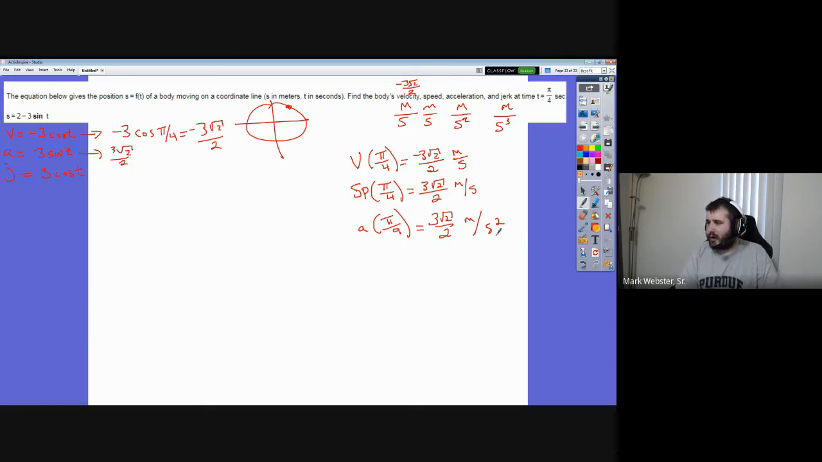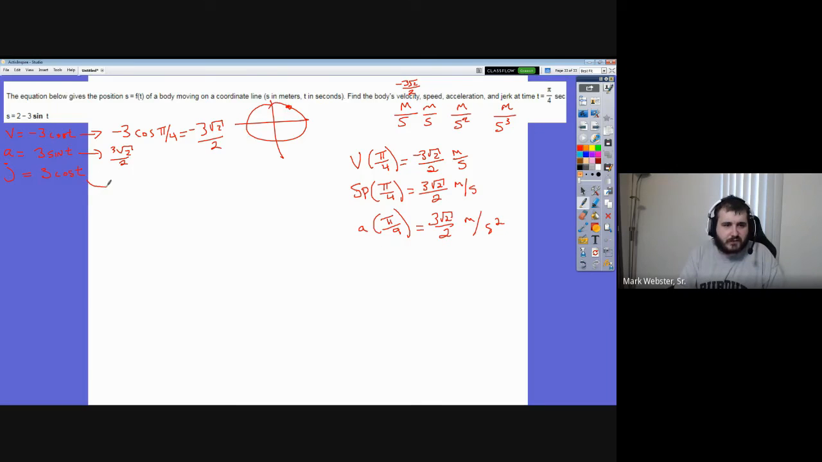Distance per time squared. So maybe it's not in meters and seconds sometimes. Maybe it'll be in feet and hours or minutes. So one example of acceleration could be feet per minute squared, or miles per hour squared, or acres per week squared, whatever. It's just distance divided by unit of time squared for acceleration.